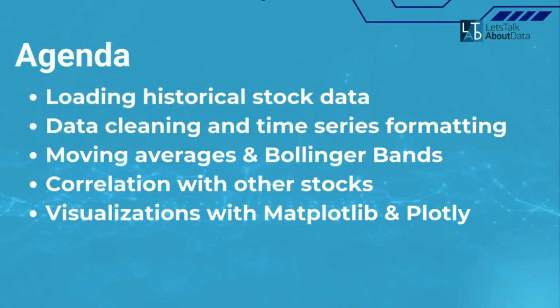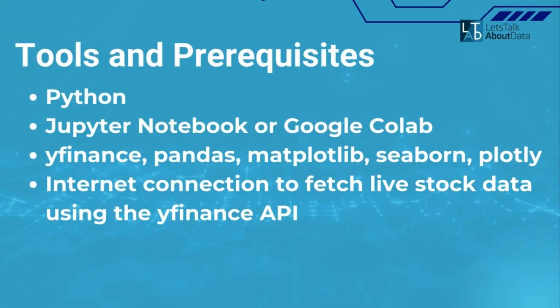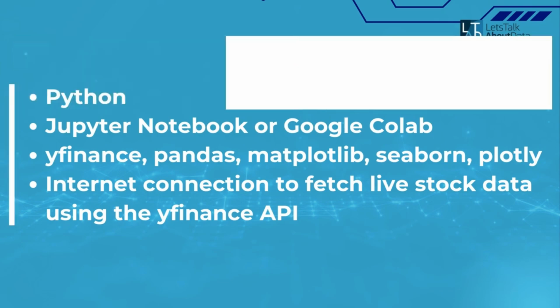Here's what we'll cover in this project: loading historical stock data, data cleaning and time series formatting, moving averages and Bollinger Bands, correlation with other stocks, and visualizations with Matplotlib and Plotly. For this project, you'll need Python, Jupyter Notebook or Google Colab, yfinance, Pandas, Matplotlib, Seaborn, Plotly, and an internet connection to fetch live stock data using the Yahoo Finance API. Don't worry, I'll walk you through every command.